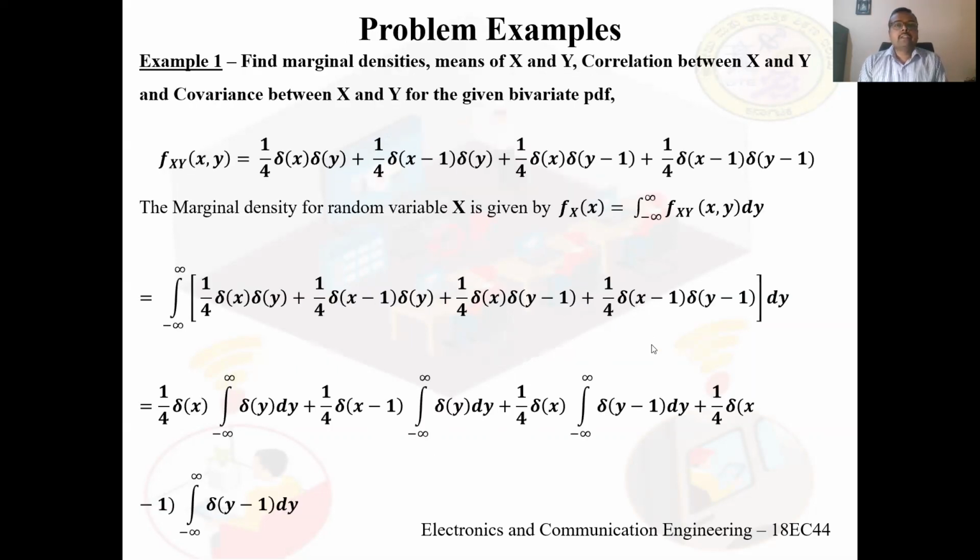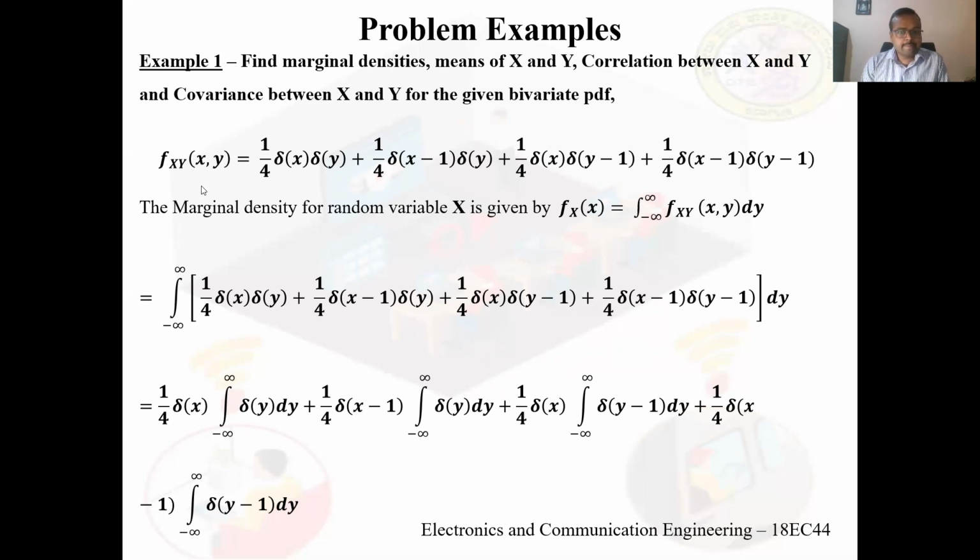Now we'll look at the problem examples. Find marginal densities, means of x and y, correlation between x and y, and covariance between x and y for the given bivariate probability density function. Now, what is the given probability density function here? It is given here. For this one, you need to find the marginal densities, the means of x and y, mu x and mu y, E[X], E[Y], you need to calculate, and the correlation between x and y. And lastly, we need to calculate the covariance.